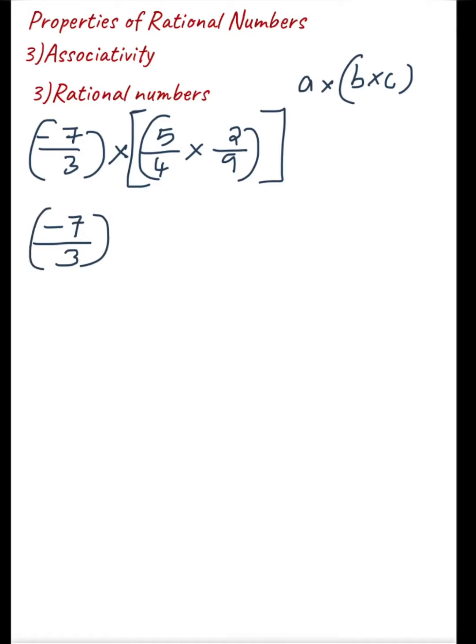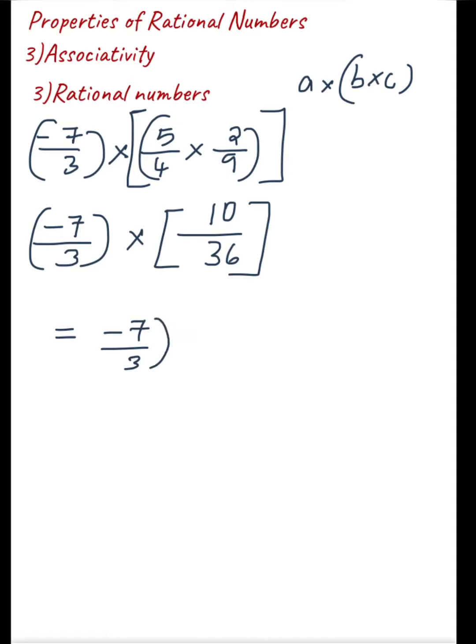So minus 7 by 3 into, okay, what is 5 into 2? 5 into 2 is 10. Now what is 4 into 9? 4 into 9 is what? 36. So 10 by 36 we will get. So you can write this as minus 7 by 3 into 10 by 36.